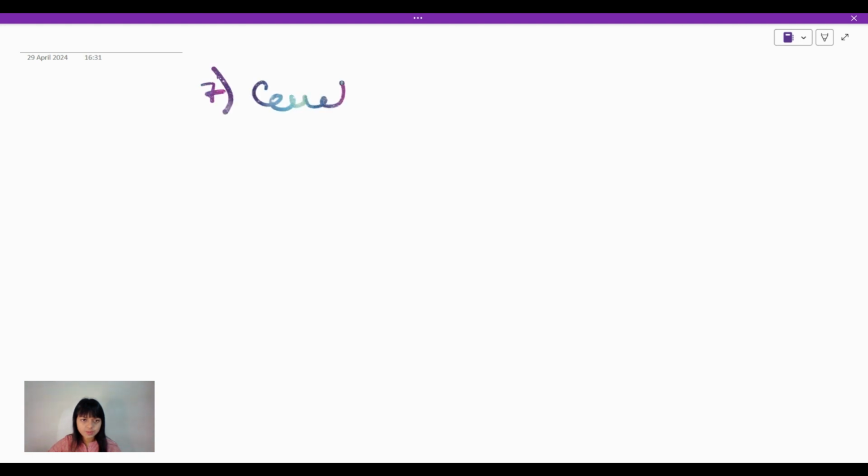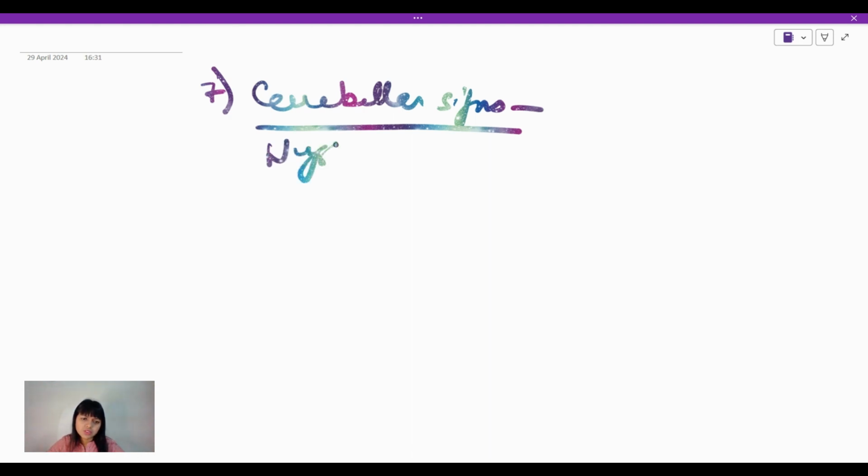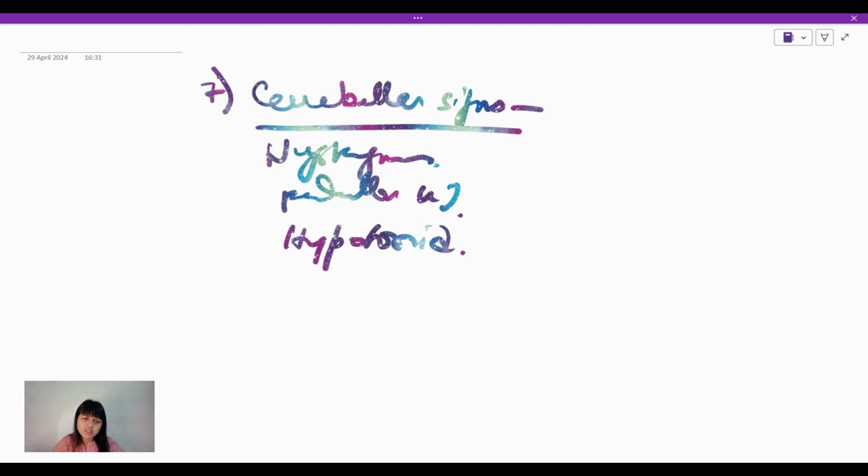Next is your cerebellar signs. You may be getting a short note in theory as well. What are the cerebellar signs? All of you know basically: nystagmus, pendular knee jerk, hypotonia, dysdiadochokinesia, and so on.